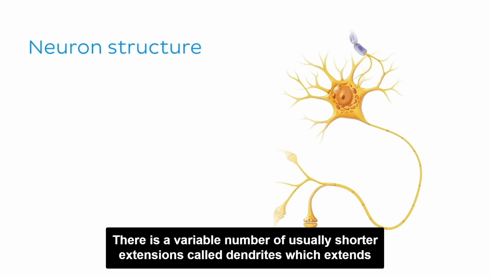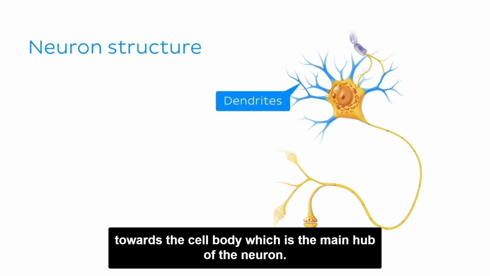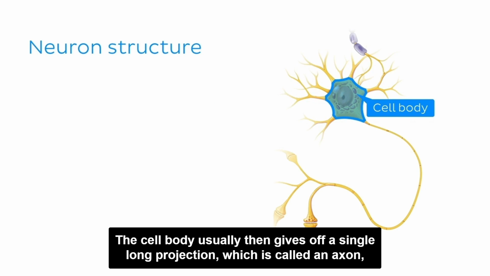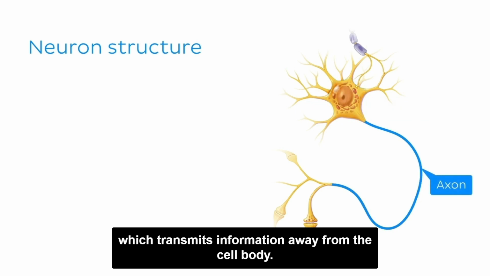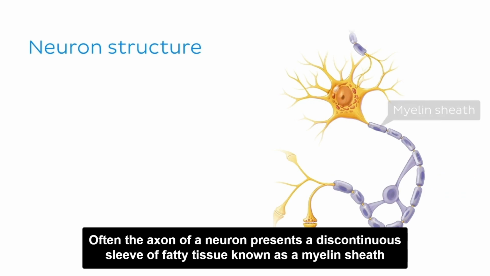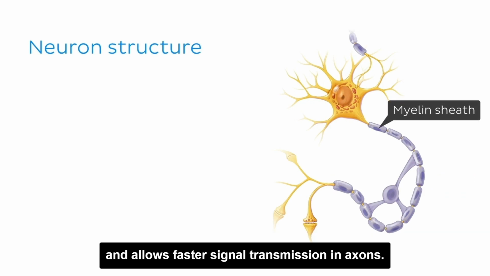There is a variable number of usually shorter extensions called dendrites, which extend towards the cell body, which is the main hub of the neuron. The cell body usually then gives off a single long projection, which is called an axon, which transmits information away from the cell body. Often the axon of a neuron presents a discontinuous sleeve of fatty tissue known as a myelin sheath and allows faster signal transmission in axons.